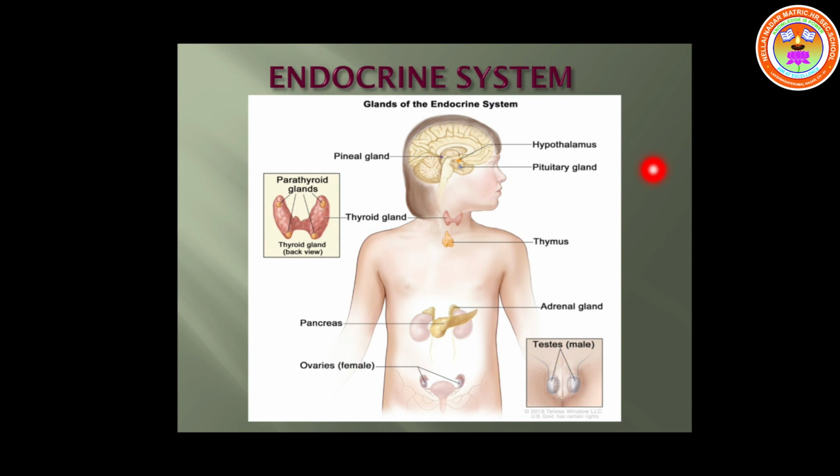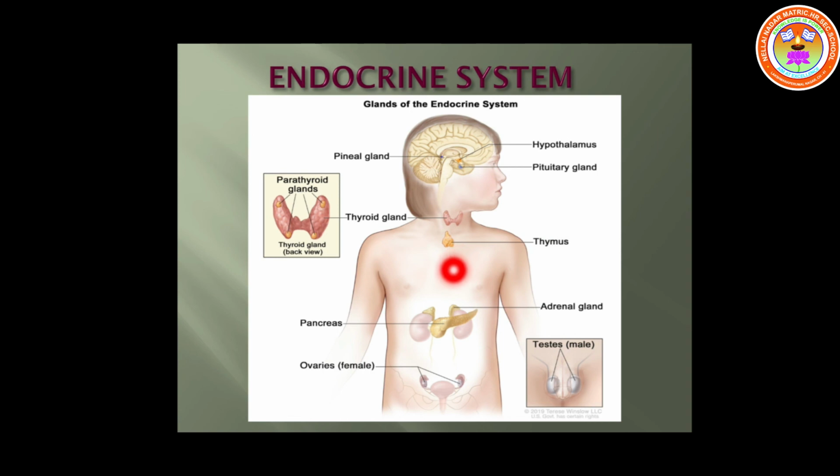Pituitary gland is present at the base of the brain. Here you can see the pituitary gland, which is located at the base of the brain. Pineal gland is also at the base of the brain. So pituitary and pineal glands are found at the base of the brain. Thyroid gland is present in the neck part. Thymus is present in the chest region.